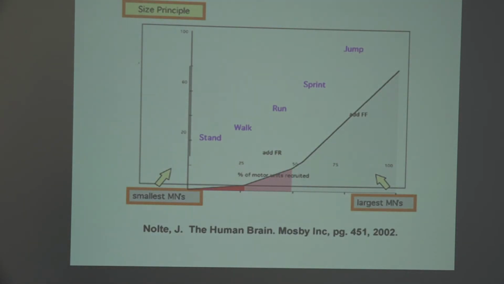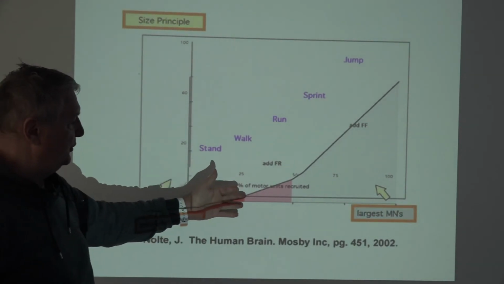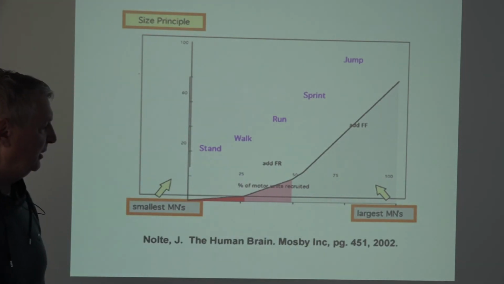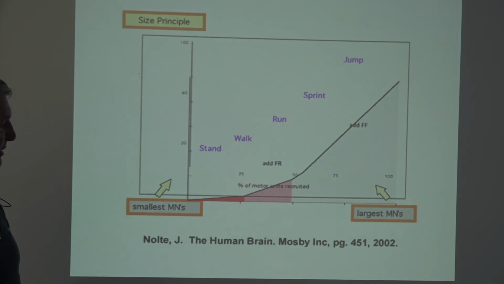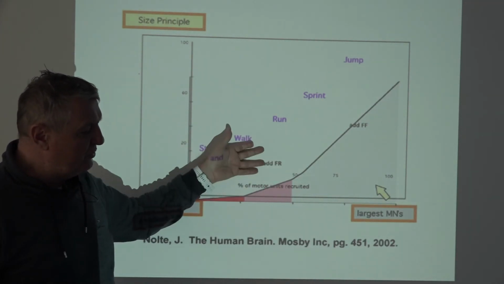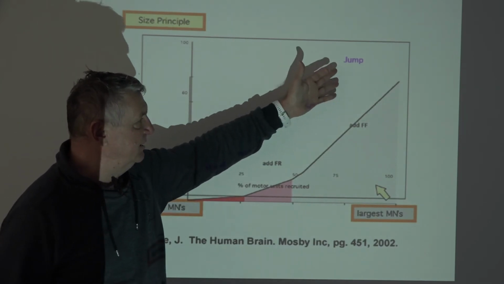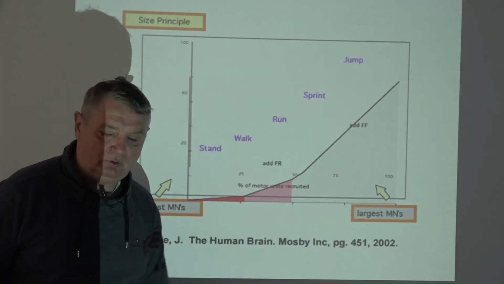So this is a size principle. What does it mean? It means that we always use first slow twitch fibers. We use slow twitch fibers first because they are very economical. So when we are standing, walking, running, usually we are using slow twitch fibers. And we can just activate fast twitch fibers when we do high intensity exercise such as sprint or jump.